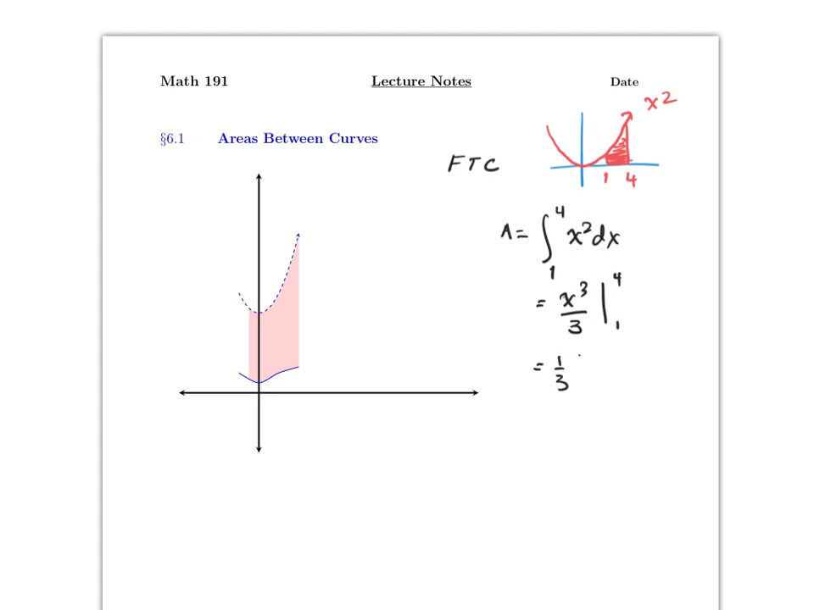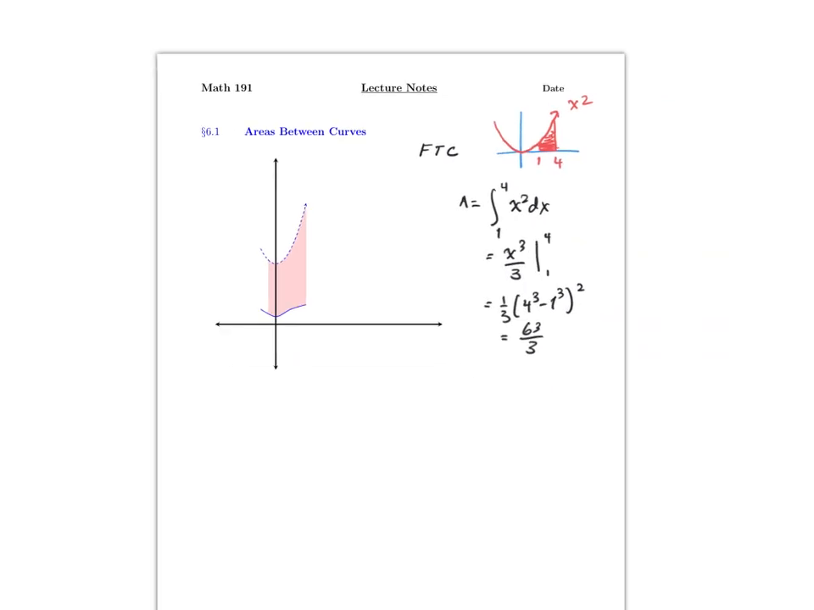So this should be 1/3 times 4 cubed minus 1 cubed, which will be 64 minus 1 is 63, so it should be 63 over 3 square units. So that's what we did before.